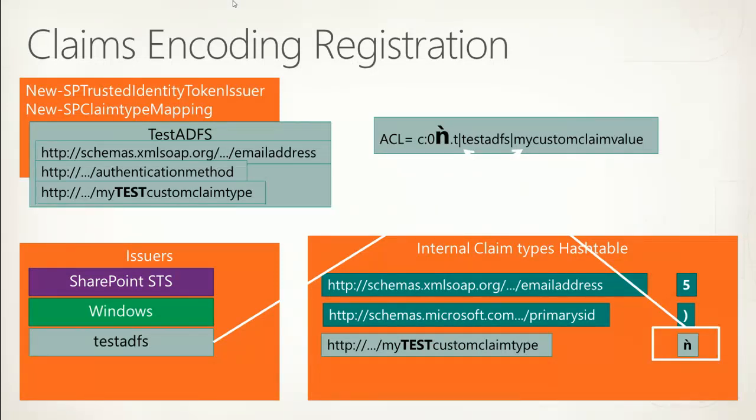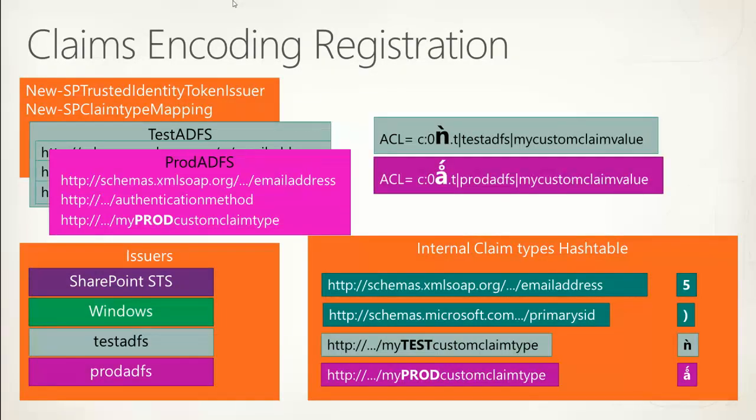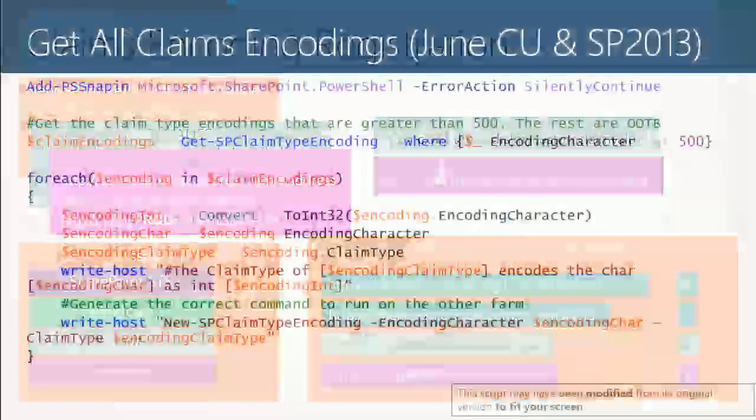So if I move this over to production now, let's say I configured this in one environment, configured it up to test ADFS, same environment, I turn around and configure that for production. What does that look like? I've got my prod ADFS, and now I use my custom claim provider. My next encoding character, in this case, is that funny-looking A.